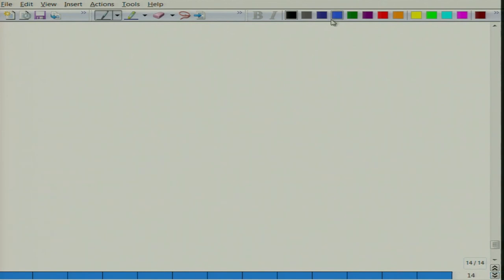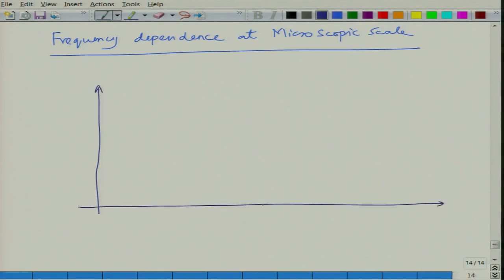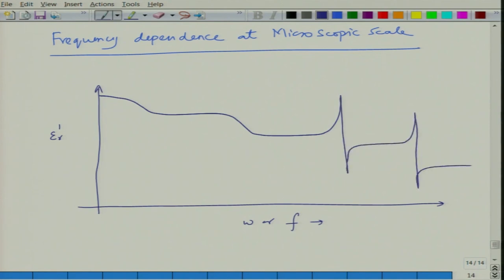Now what we will look at is the frequency dependence at the microscopic scale. We saw earlier that your dielectric constant varies like this. You have frequency, f or omega, and epsilon r. Now that we know it has a real and imaginary part, we will plot the real part. Initially we just plotted the scalar part, but here we know it is a real part. So this varies in this fashion, like this. At high frequencies, your dielectric constant is 1.